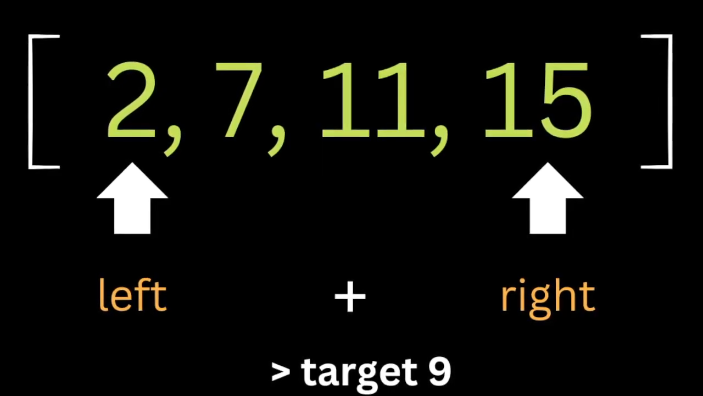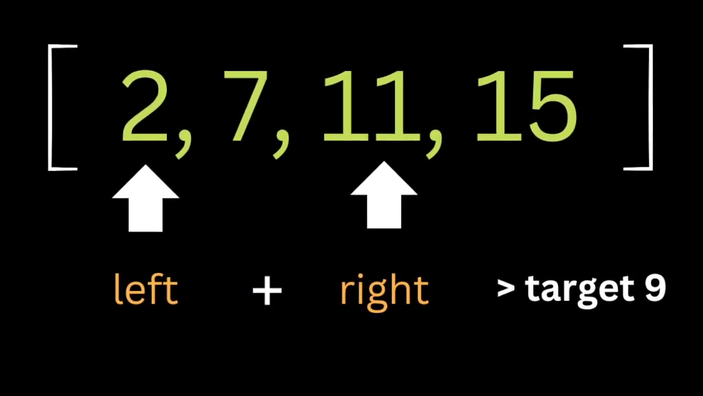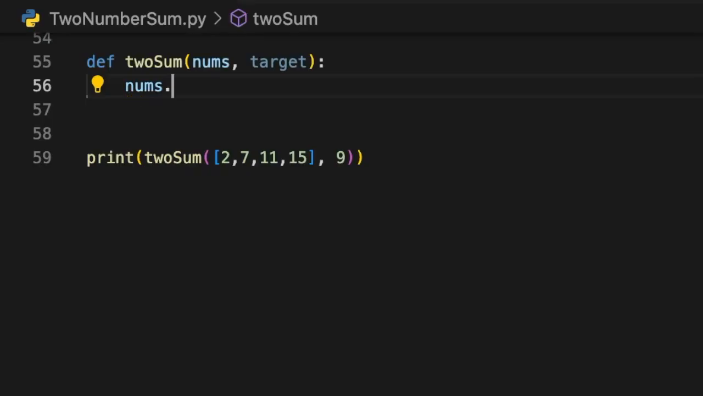If true, just return the left and right. If it's smaller, we move the left to the next number. If it's larger, we move the right pointer to the previous number.